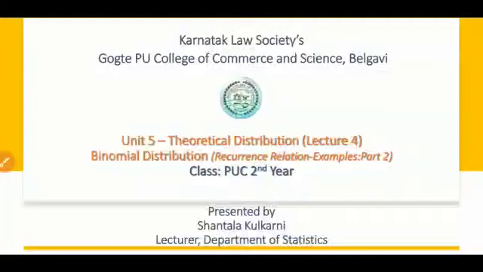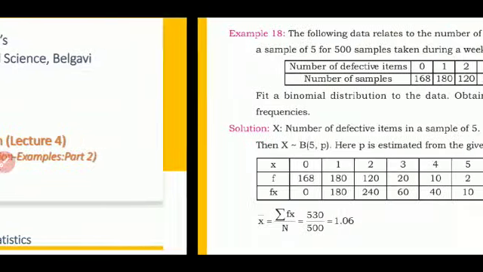In the previous class we have solved examples on binomial. In today's class exclusively we will solve examples on recurrence relation, how the recurrence relation formula is applied to an example, and then how we actually apply a binomial distribution to one just observed frequency distribution.